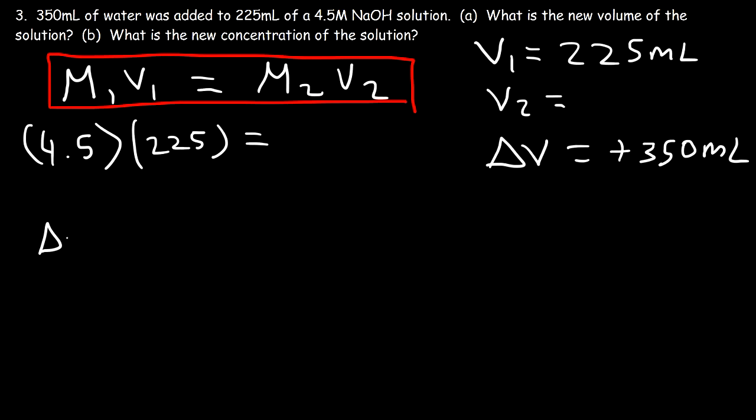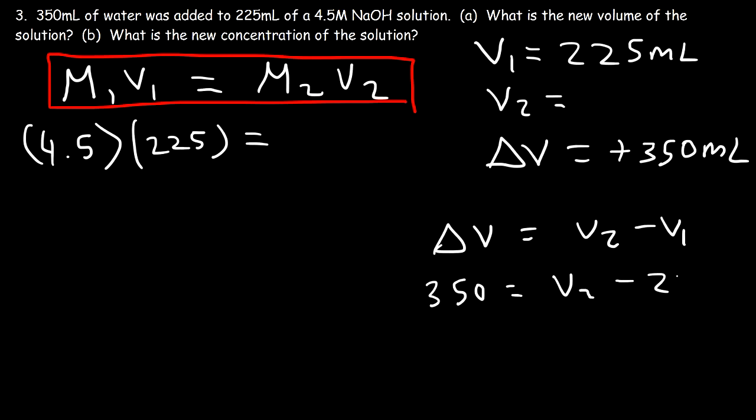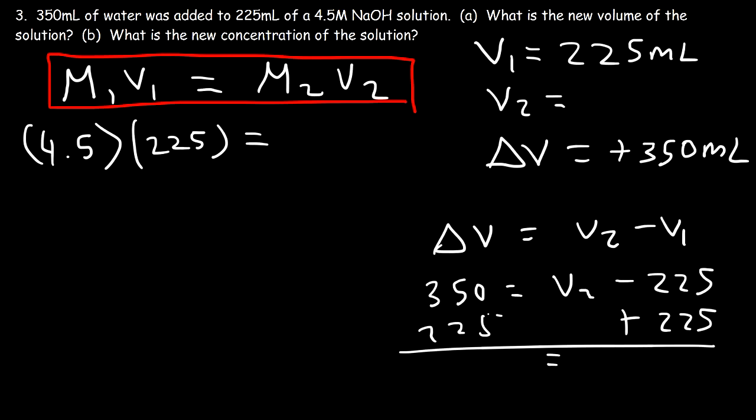So we know that delta V, let me put this on the right side, is equal to V2 minus V1. So delta V is 350. We're looking for V2. V1 is 225. So basically, we got to add 225 to 350. And that will give us the new volume. So 350 plus 225, that's going to be 575. So that's V2. That's the new volume of the solution.